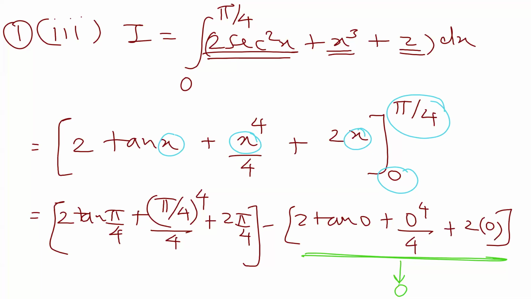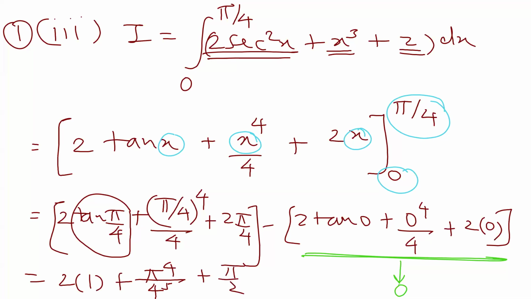Now here tan pi by 4, tan 45, which is 1. So 2 into 1 plus pi raised to 4 upon 4 raised to 5 plus pi by 2. This is 4 raised to 4. That will go down in the denominator. Already there is one 4 down in the denominator, so 4 raised to 4 into 4 is 4 raised to 5. You can calculate this value using the calculator, and this should be your final answer: 1024.